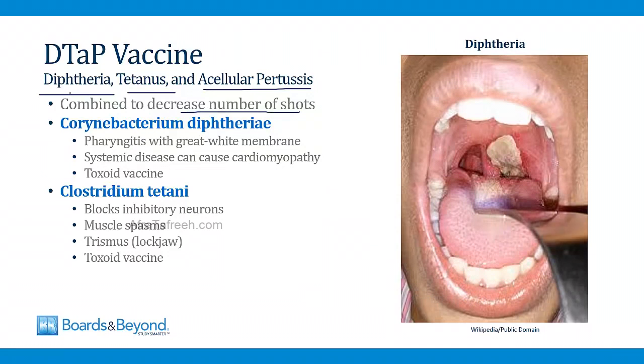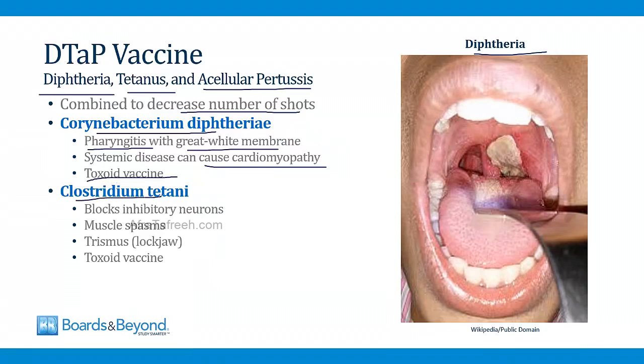Corynebacterium diphtheriae is what causes diphtheria. The symptoms of diphtheria are pharyngitis with a gray-white membrane. This is a picture of what it looks like on the screen here. Systemic toxicity from diphtheria can cause cardiomyopathy and be life-threatening. And the diphtheria vaccine is a classic example of a toxoid vaccine.